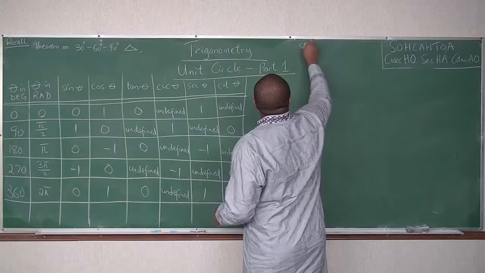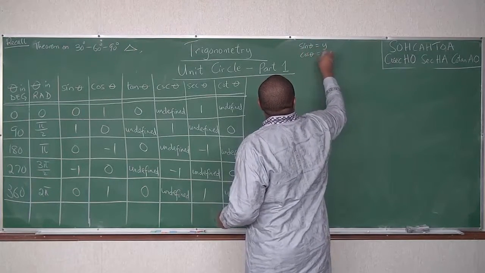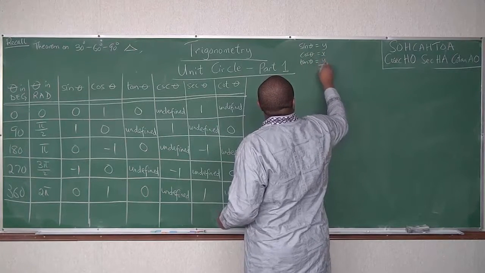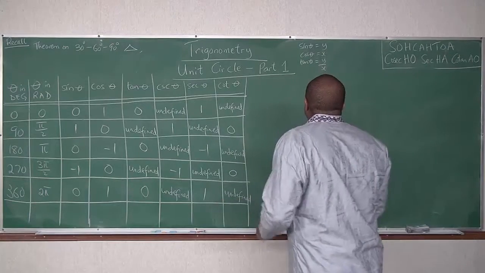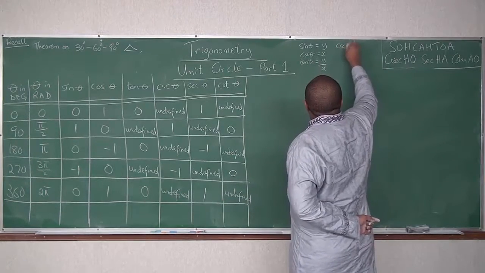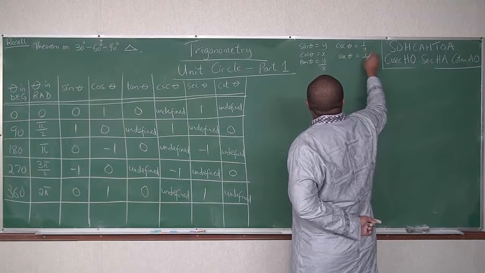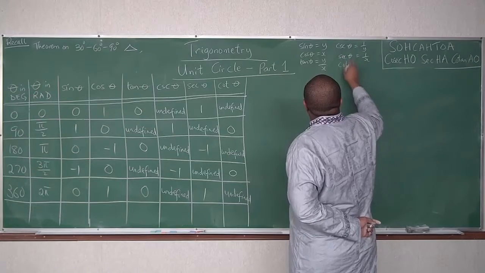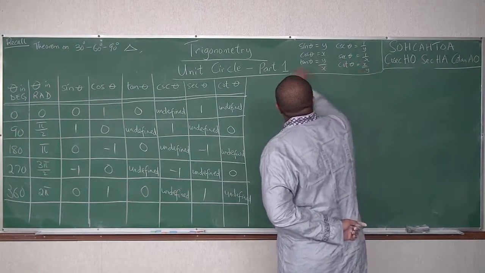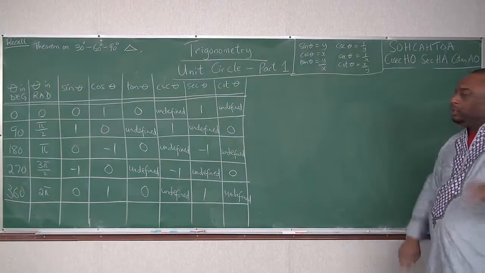We know that sine theta is y. We know that cos theta is x. We know that tan theta is y over x, right? We know that cosec theta is 1 over y. We know that sec theta is 1 over x. And we know that cotan theta is x over y. Yeah, please, this is very important that you know. Okay, folks, look up.